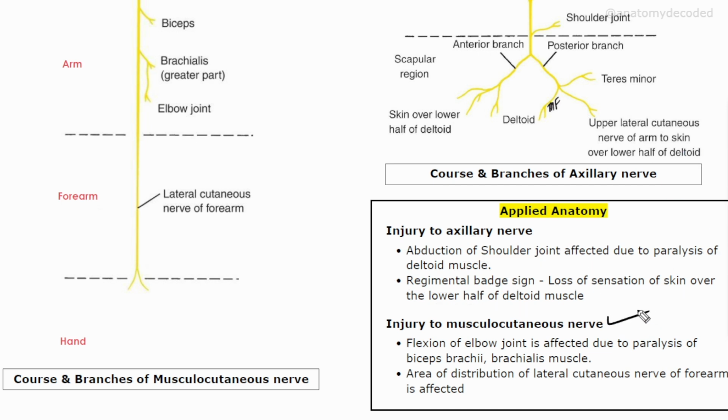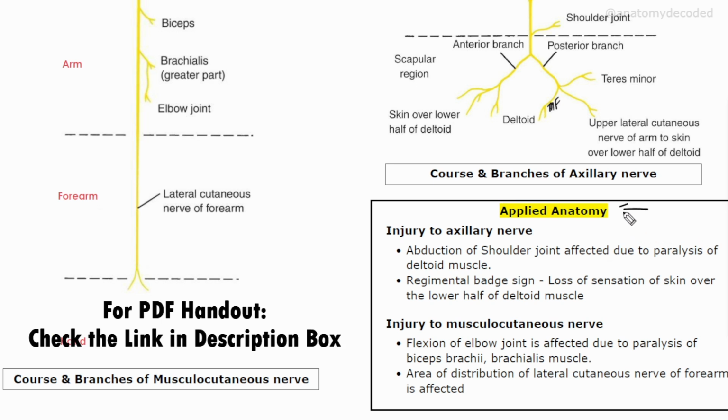Injury to the musculocutaneous nerve will lead to loss of flexion of the elbow joint, because the biceps brachii and brachialis muscles are affected. Then the area of distribution of the lateral cutaneous nerve of the forearm would be affected, the lateral aspect of the forearm which is supplied by this nerve. So a little bit about the course of these nerves, their origin, and the related applied anatomy you're supposed to read, because these two small nerves can be asked as a short note.